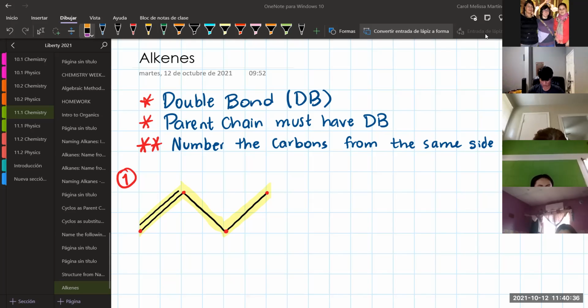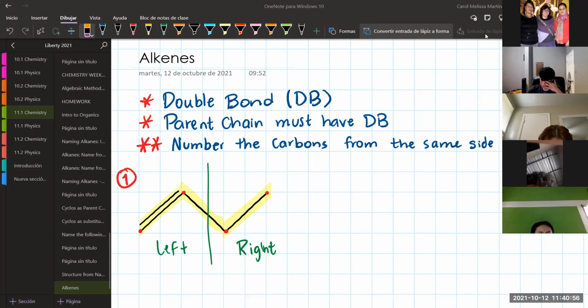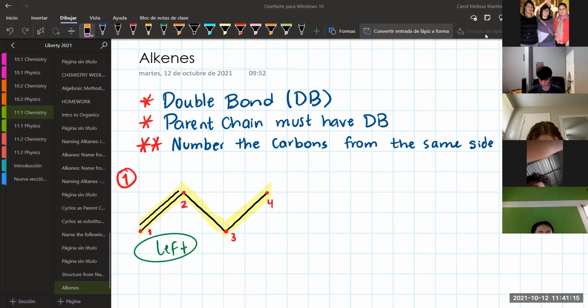and I'm going to divide the structure in 2 parts. I'm going to locate the structure in the middle, and I will see where the double bond is. Is it on the right or on the left? Where is the double bond located? Left. On the left. Because it is located on the left, that means that you will start numbering the carbons from left to right. So the carbons are going to be listed as this is the first carbon, second, third, and fourth carbon. Because the double bond is located on the left, you will start numbering from left to right.